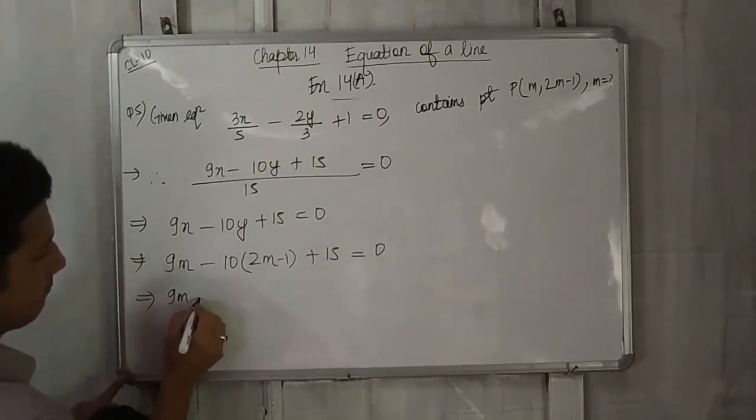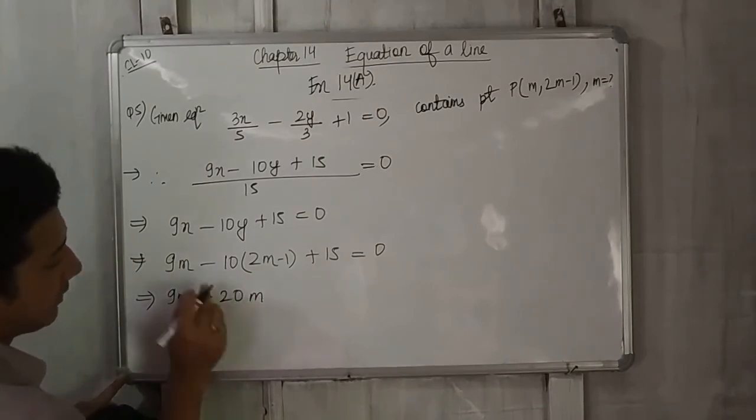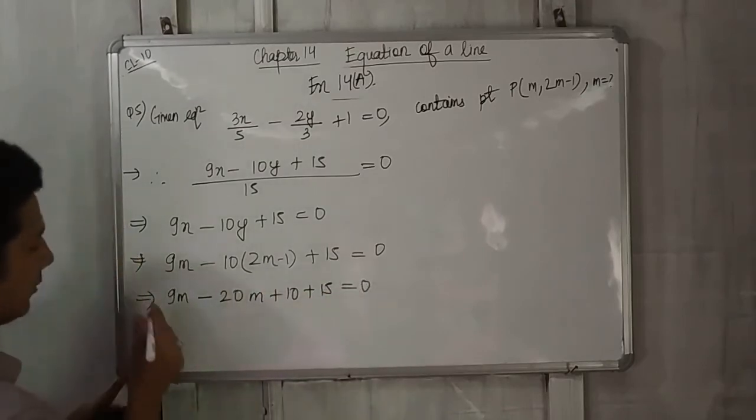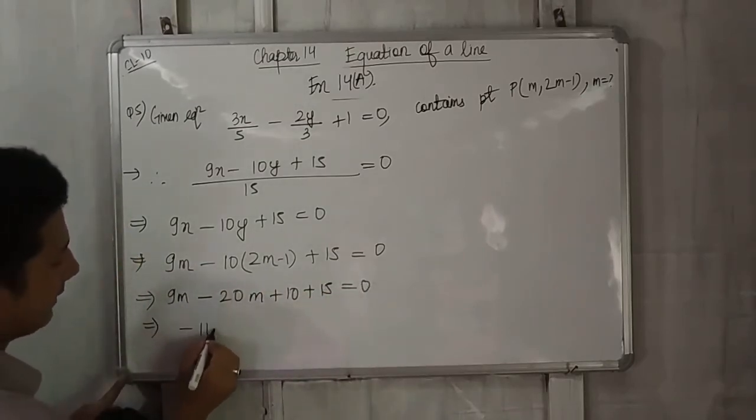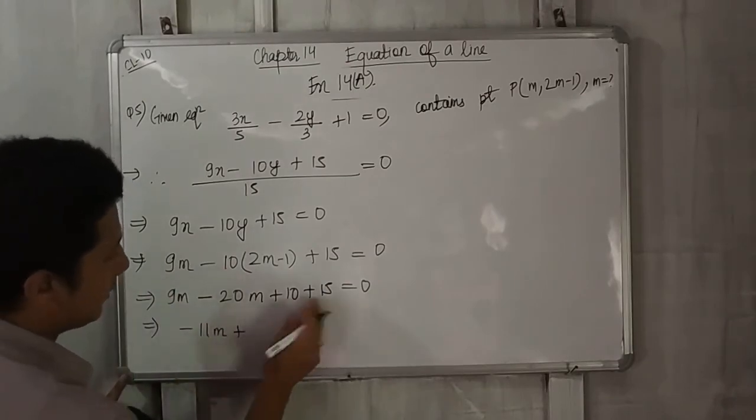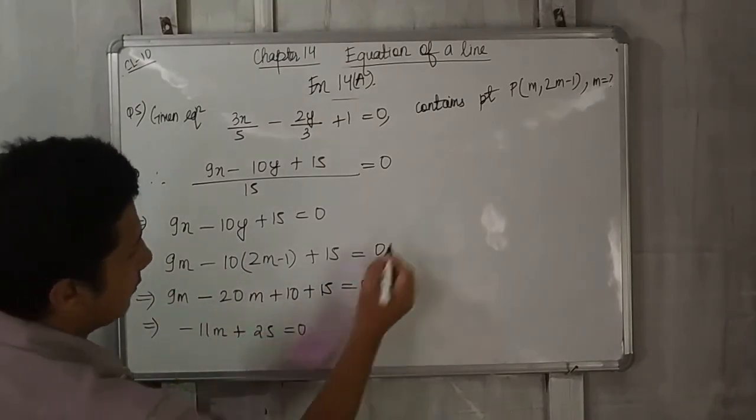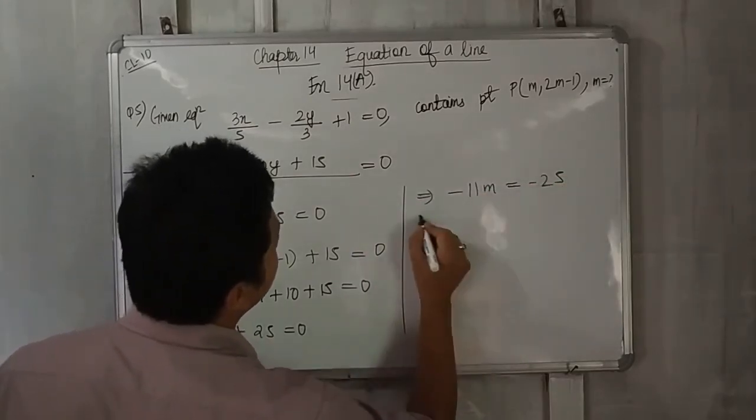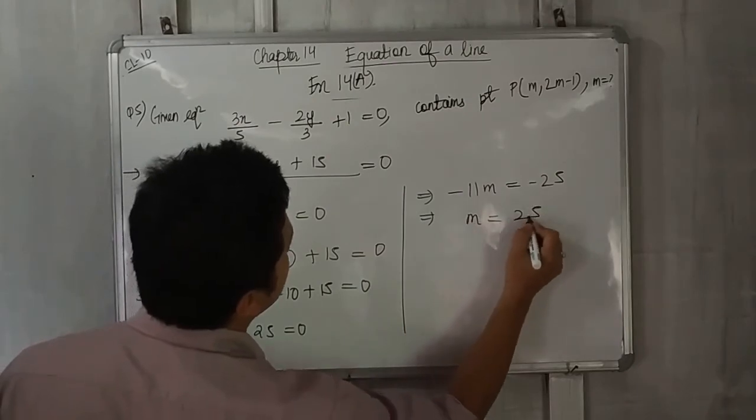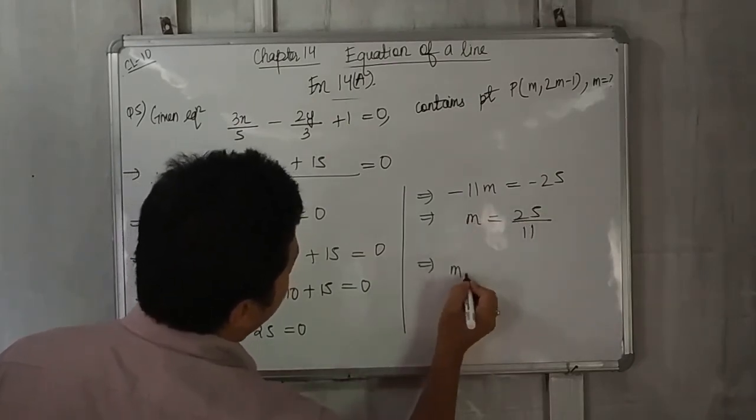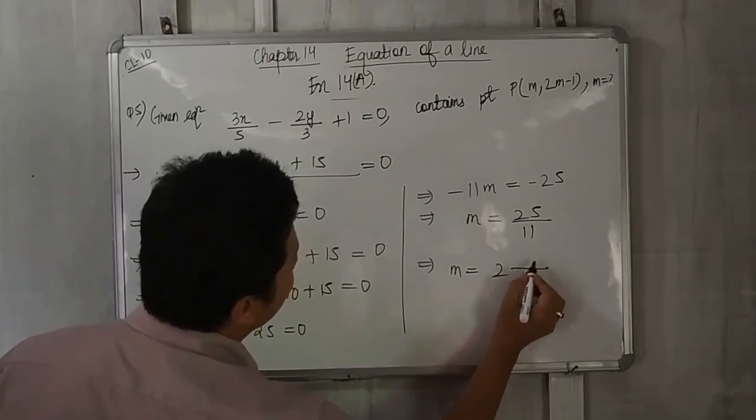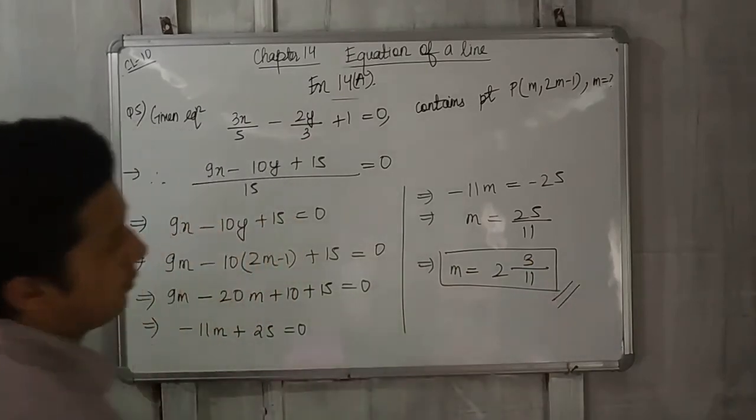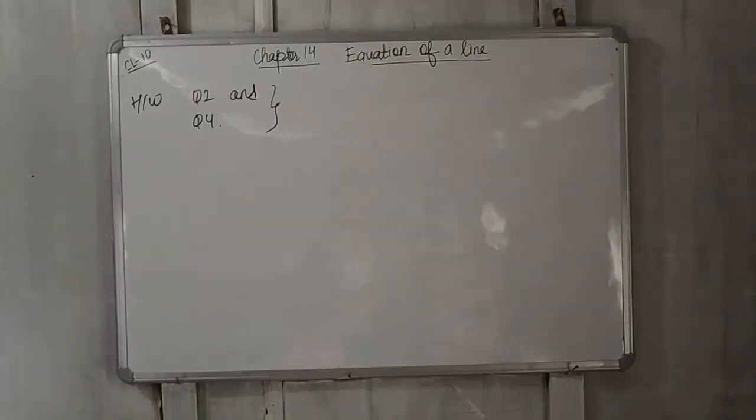So 9m minus 20m, please be careful, minus and minus plus 10, plus 15 is equal to 0. Now it's very easy. It's minus 11m plus 25 is equal to 0. So this implies minus 11m is equal to minus 25, minus gone, m is equal to 25 by 11. So m will be 2 whole number 3 by 11, as 11 2s are 22, so 3. Are we clear with this or not? So please pause the video and note it down.